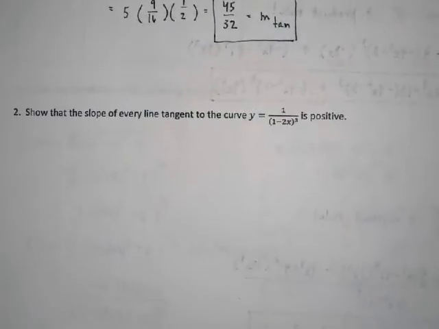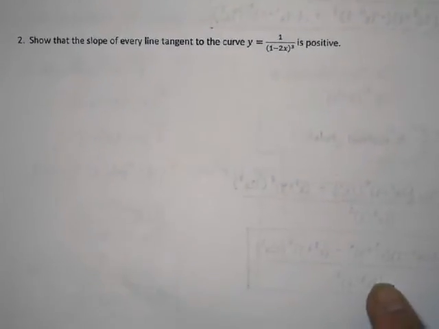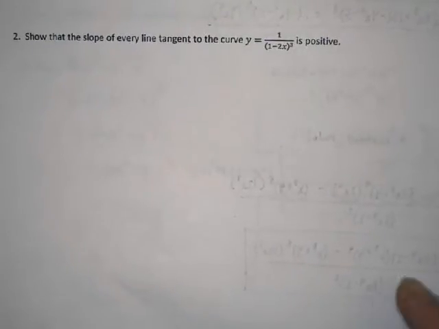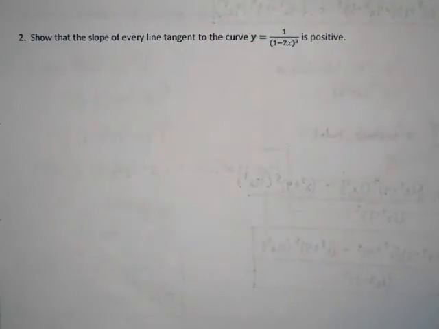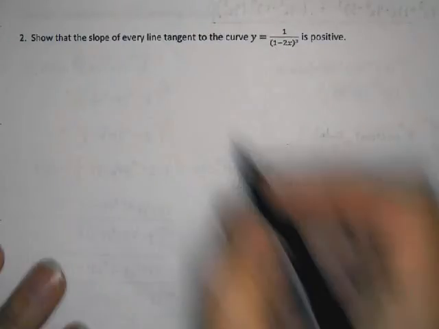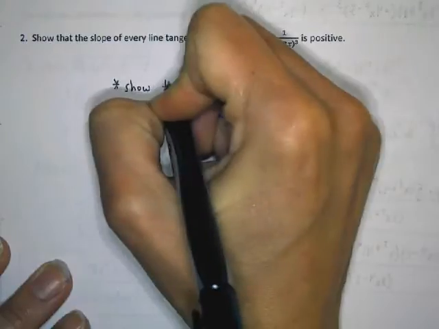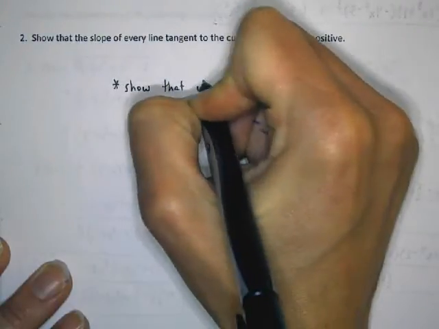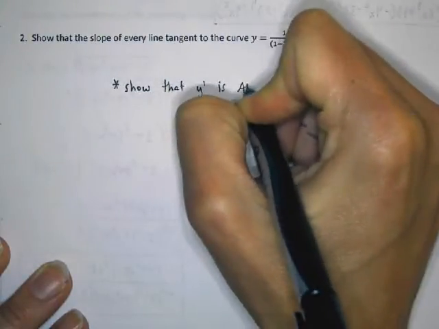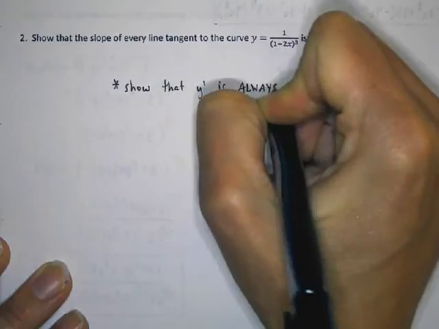Now the second question is still dealing with slopes of tangent lines, but has a little different spin on it, and this could certainly be an AP type question. And so what this is saying is it wants us to show that the slope of every line tangent to this curve is positive. So in other words, what we need to do is show that y prime is always positive.